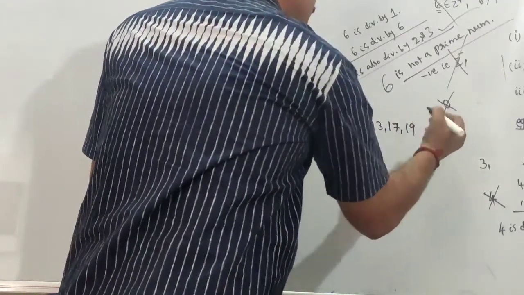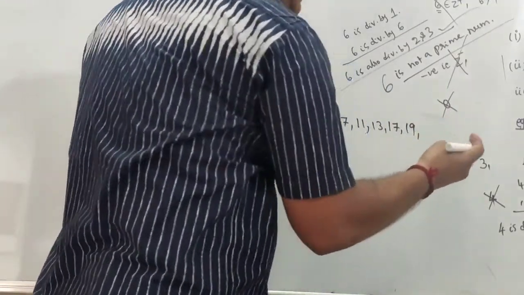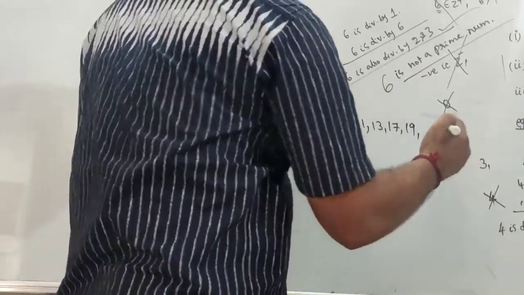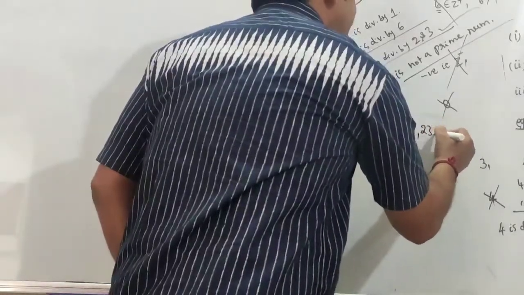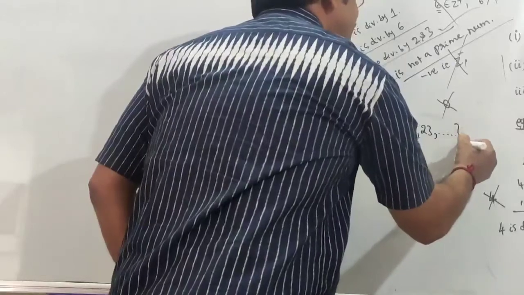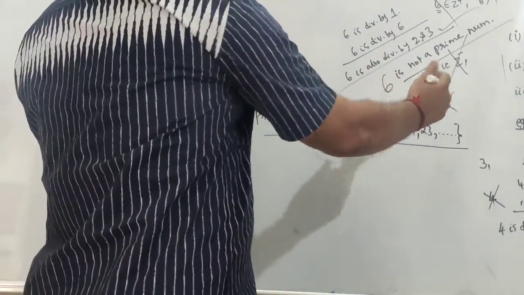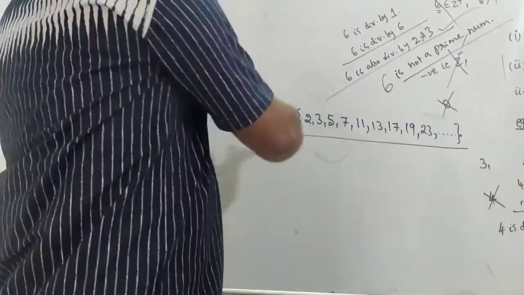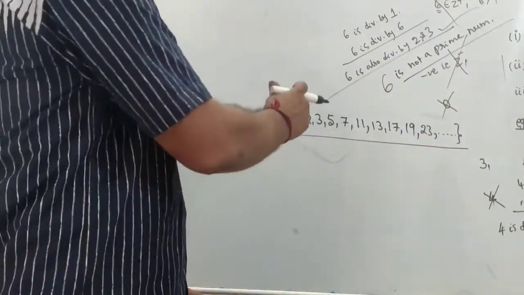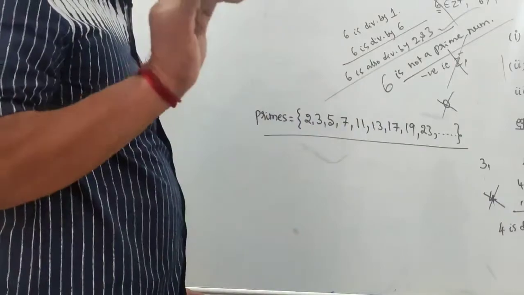15, 16, 17, it is a prime number. 18, 19 is a prime number. 20, 21, 22, 23 is a prime number. Of course, it is an infinite set. So many infinite numbers are there. For example, I have given these numbers for primes. Okay, this is the complete definition of a prime number.